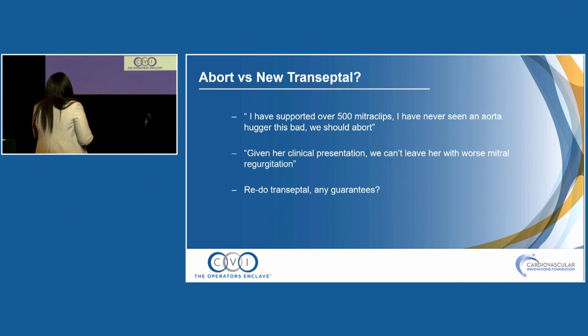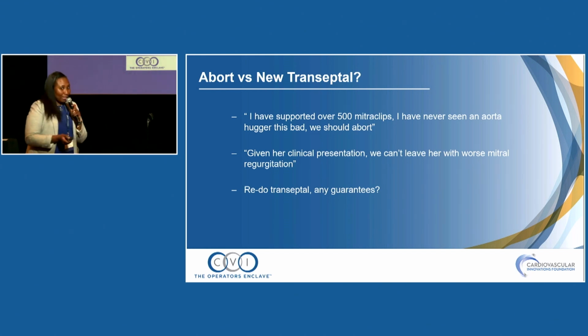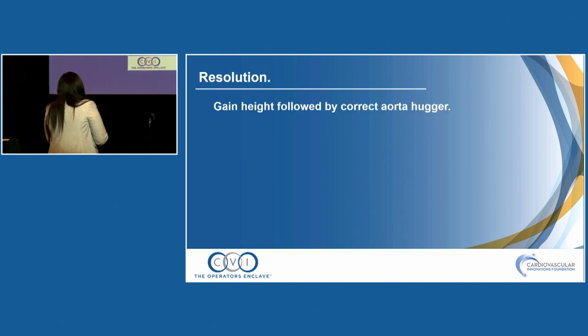And at this point, thinking about it, that aorta hugger correction, with that plus knob, that was when I started suspecting that my height was actually way lower than I thought it was. And that plus knob probably just took me right across the valve, and that's why I ended up in that position. So I asked to see the images again, and that's about my transeptal height. When I remeasured, it was less than 3. And so, what do I do now? So I decided to gain height. Tell the fellow to leave the room.